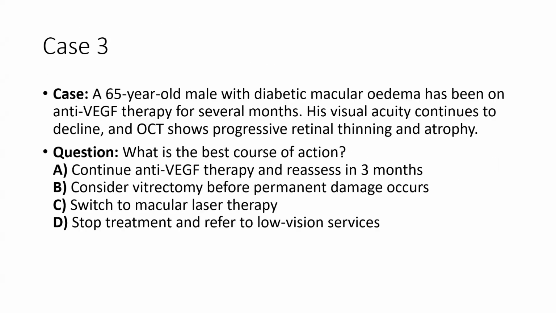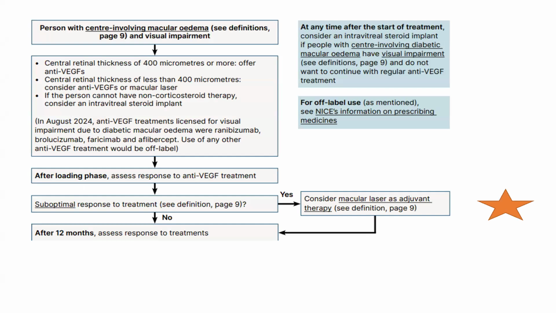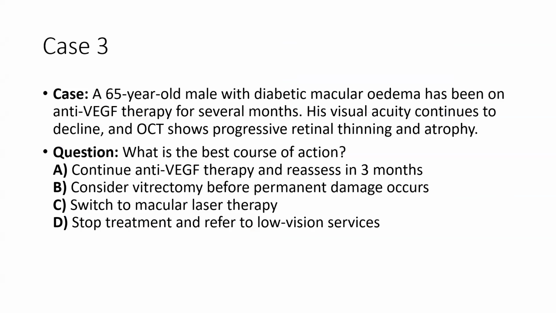This is the chart from the guidelines which specifies in more detail what we mentioned. If we come down to after the loading phase is finished, we assess the response to anti-VEGF therapy. If there is a suboptimal response, as in our patient, and that is the definition that the patient did not have a proper response, we should consider macular laser as an adjuvant therapy and then move forward. All right, it is very important that we note that if the patient has a suboptimal response, consider macular laser as the adjuvant therapy as defined in the guidelines.